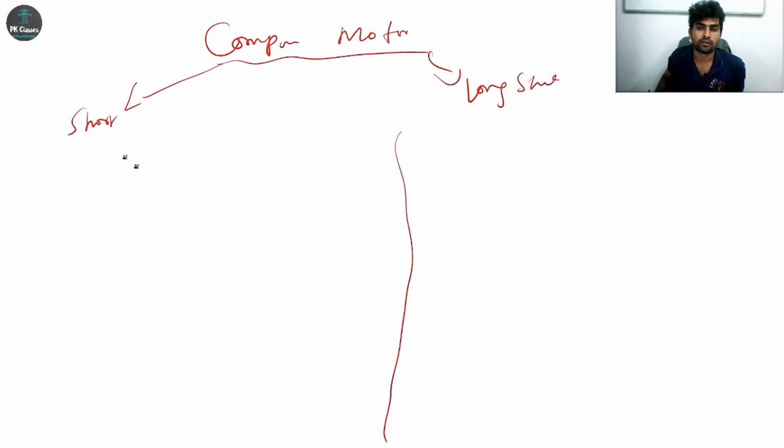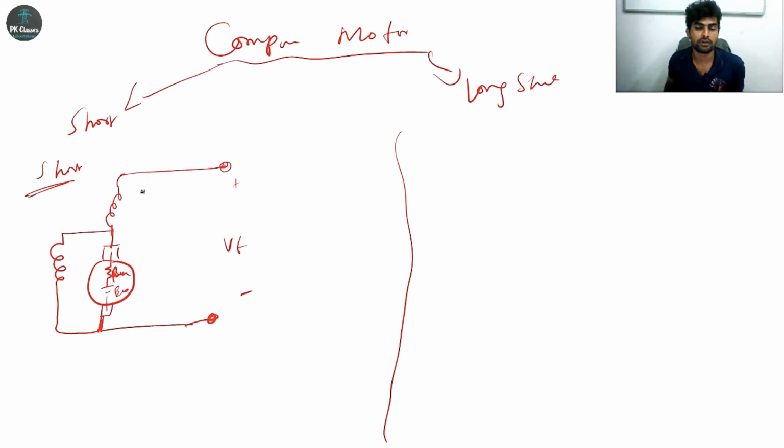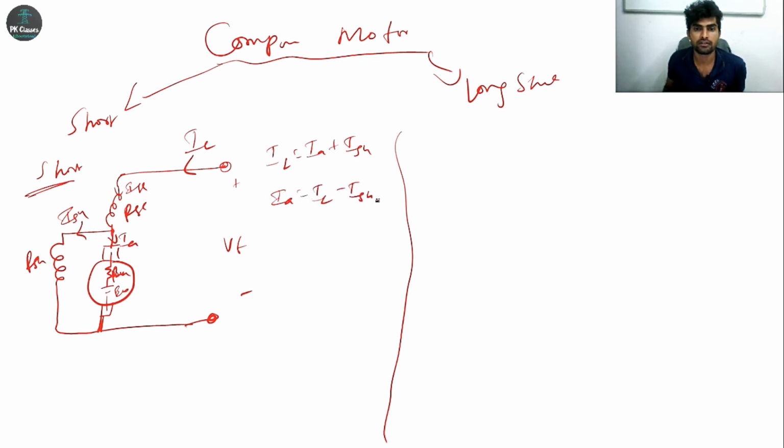Okay, so short shunt is a combination of both series field winding and shunt field winding. It is called a compound motor. Short shunt field winding is parallel with only the armature. Whatever the current is, IL, the same is ISC, and here ISH, here there is IA current. So it is split here. What about armature current? IL is equal to IA plus ISH, IA is equal to IL minus ISH, right.